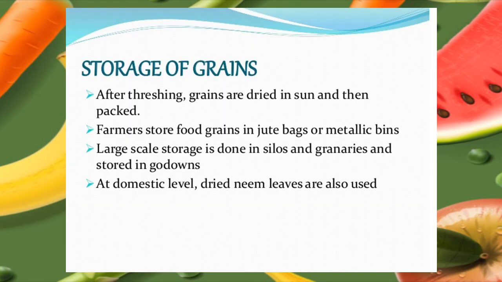So these factors can be controlled by proper treatment and by systematic management of the warehouses. So first, after threshing, the grains are dried in sun and then these are packed. These grains are carefully dried in the sun so that all the moisture gets removed. You know that generally fungi and bacteria grow in the food materials which have more moisture content. The food material which contains more moisture content is easily perishable. That's why grains are dried carefully before storage.